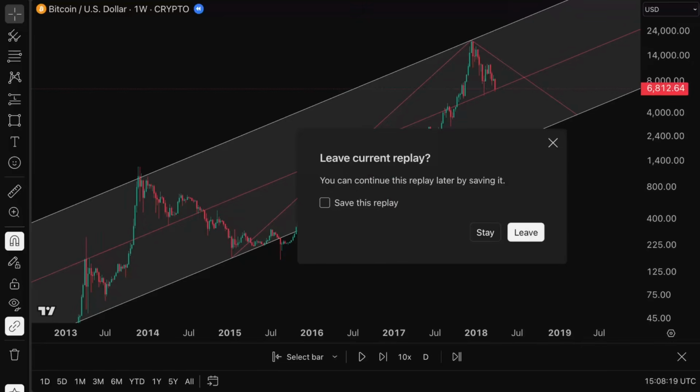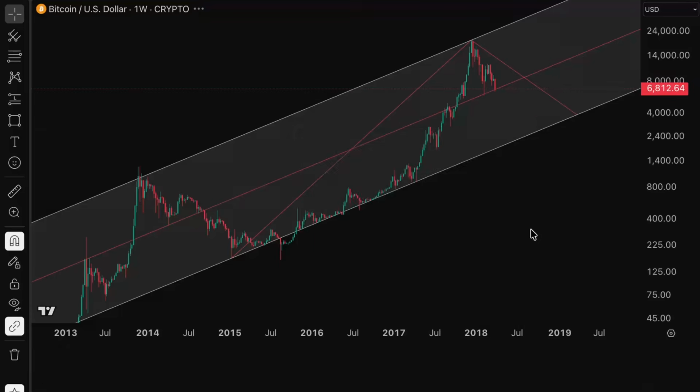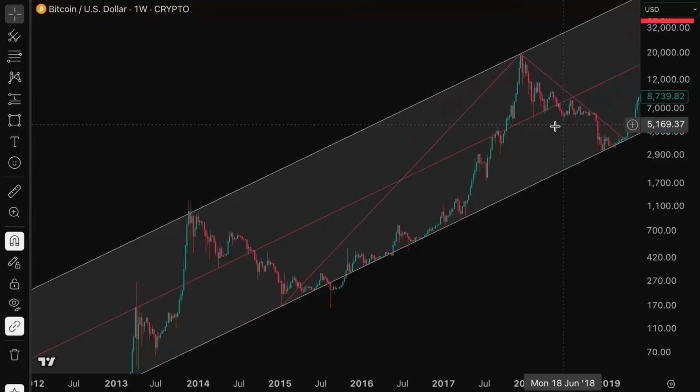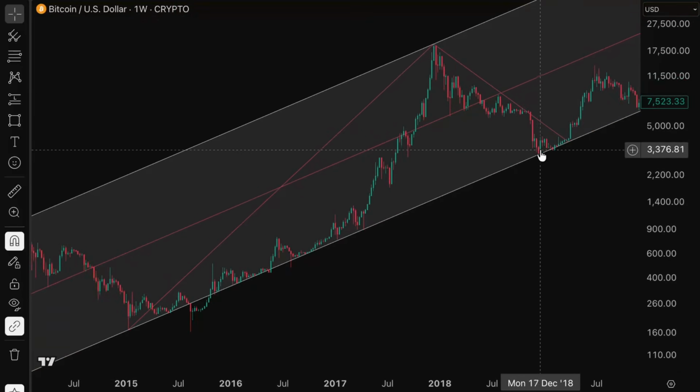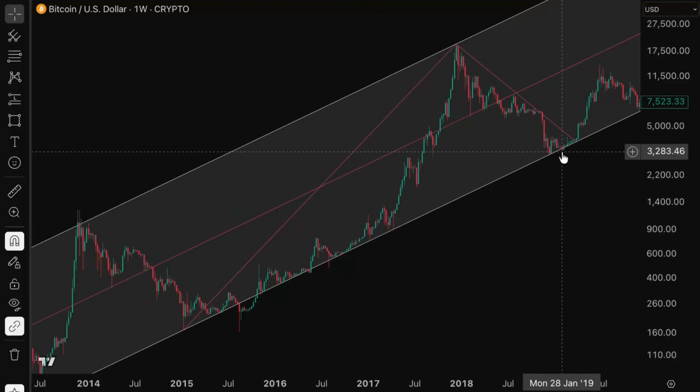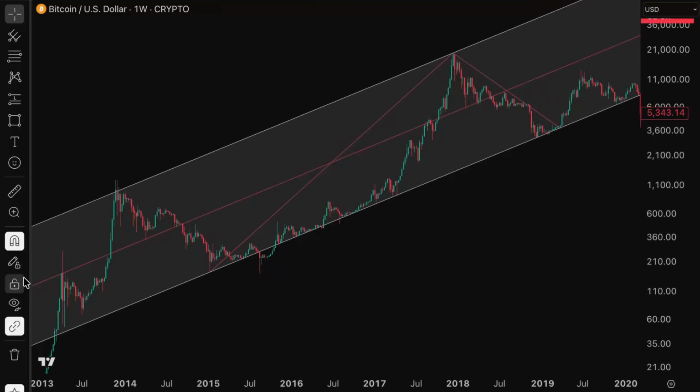And now look at what happens when I exit the replay mode. So we are looking at this cycle here, and look at the bottom. It was exactly what the pitchfork has predicted. And now you can see how powerful it is. So basically the idea is to try and find the best looking fit in the past, and it's very likely that this actually is the bottom.